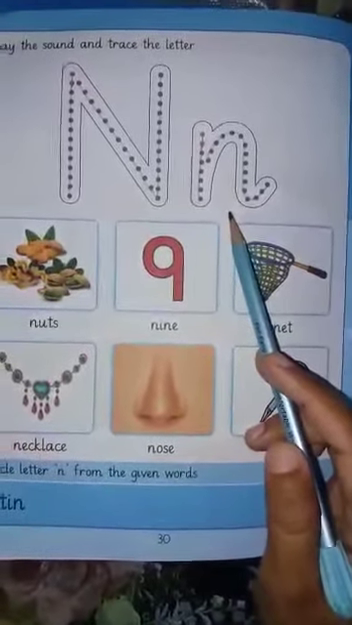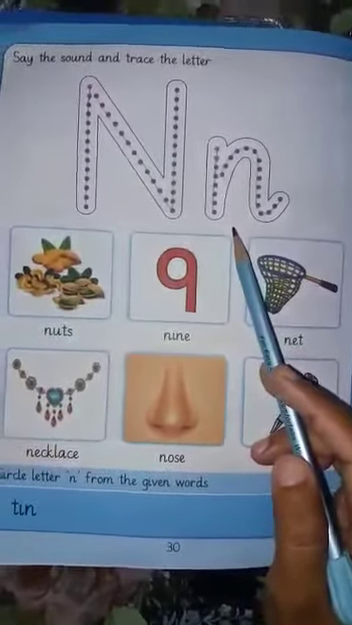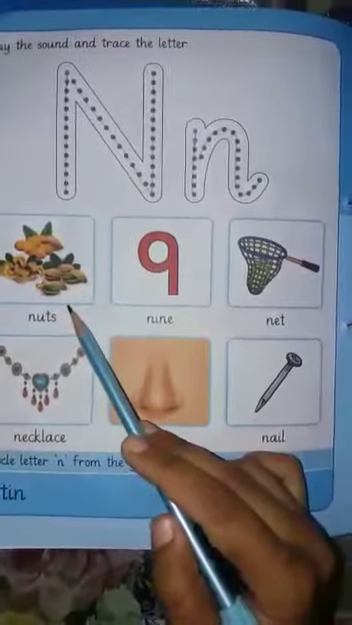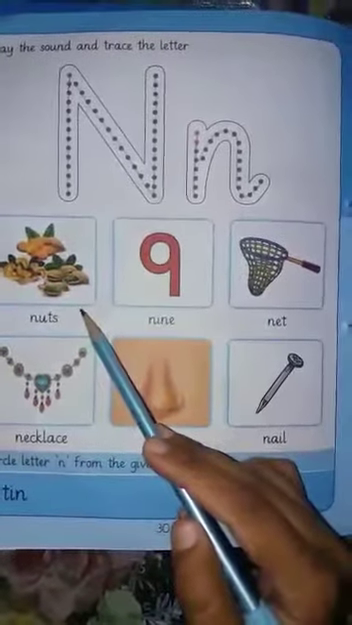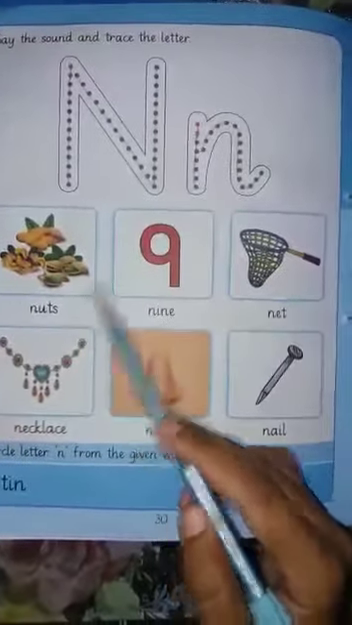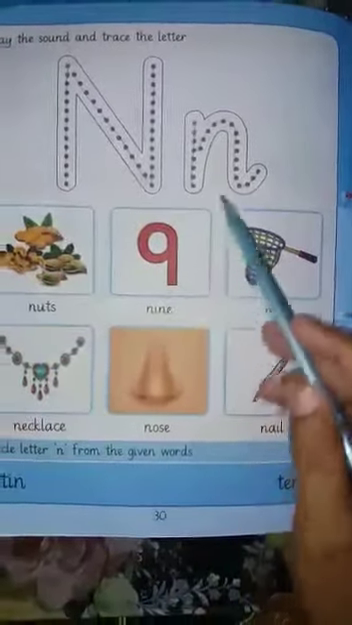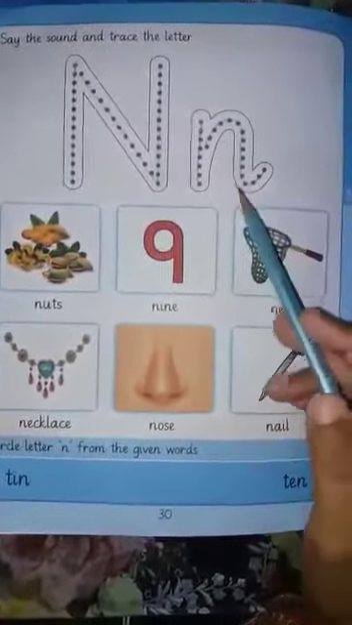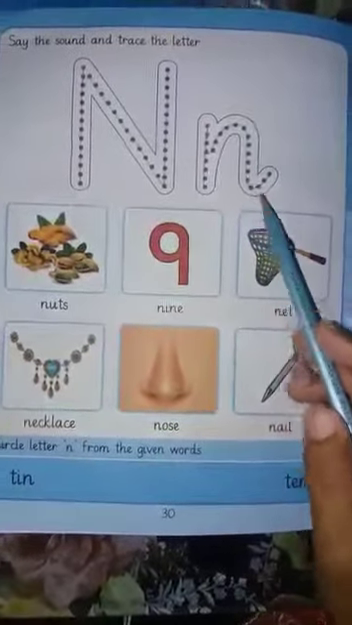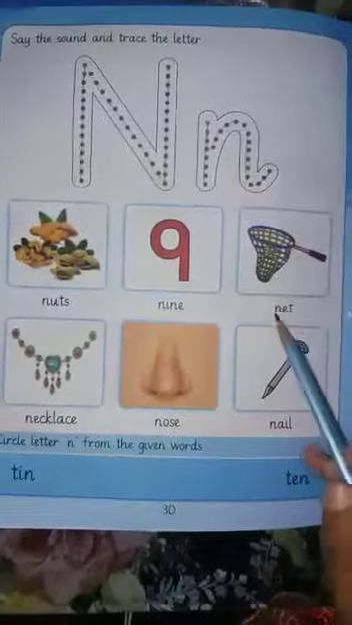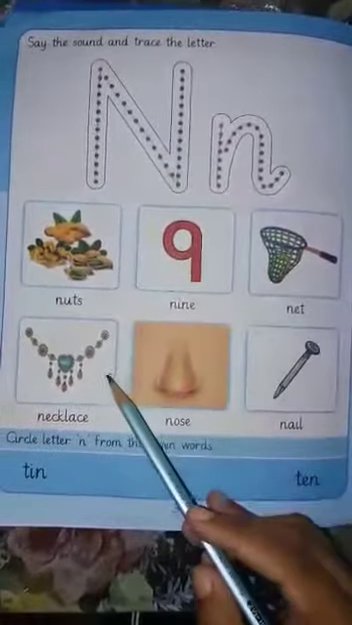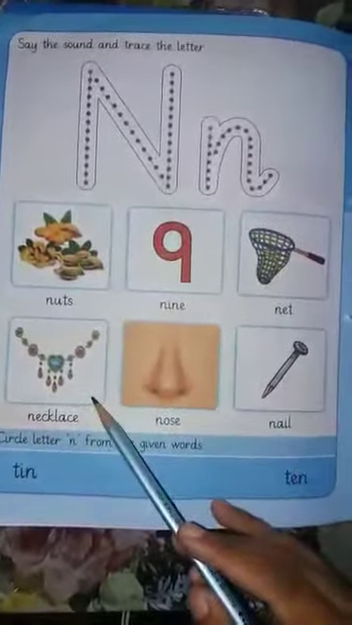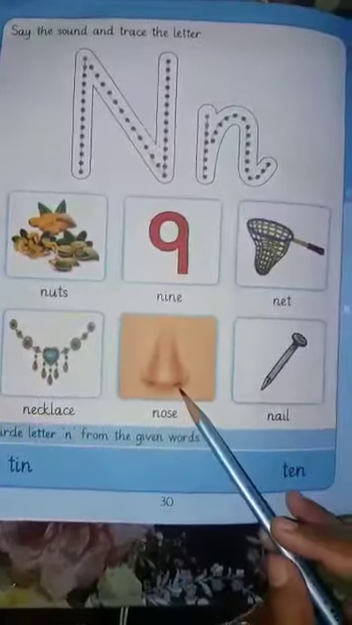N sound, nun. Nun nuts, nun nine, nun net, nun necklace, nun nose.